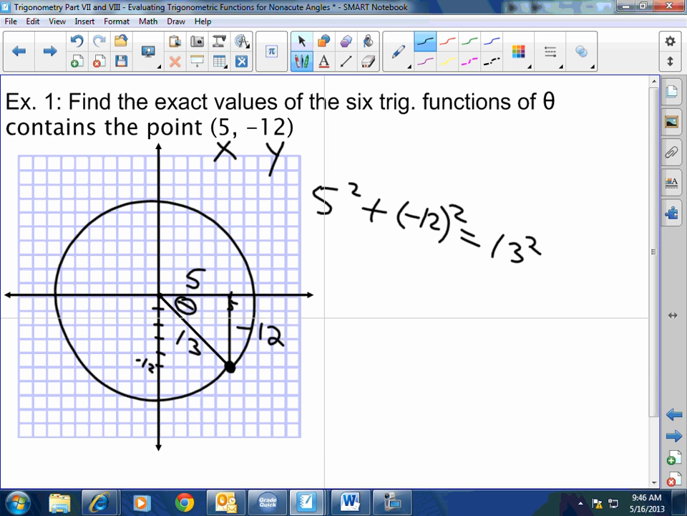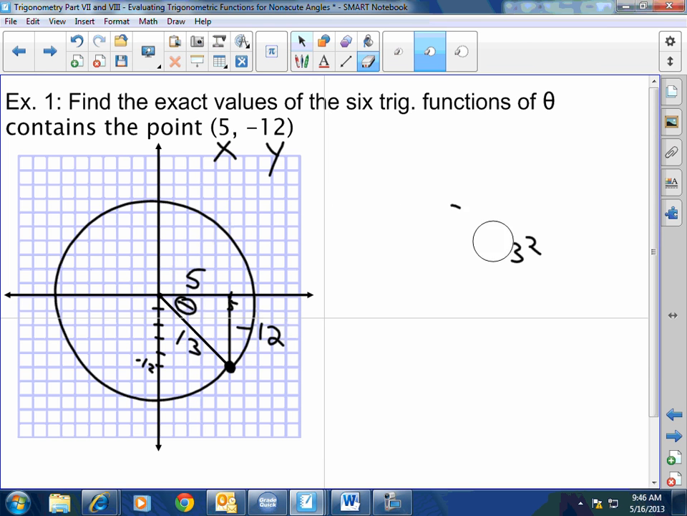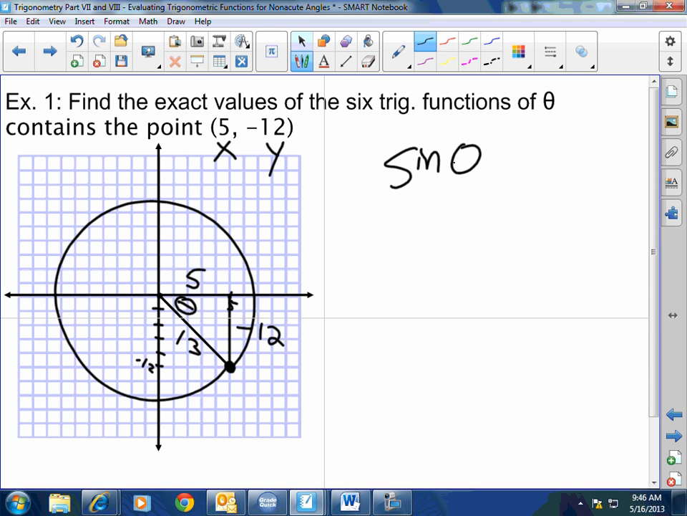So I want to find all 6 trig functions now. So let's do this, guys. What's the sine of theta? Come on, guys. Negative 12 over 13, opposite over hypotenuse. What's the cosecant of theta? 13 over negative 12. I'll make it a little neater now. What's the cosine of theta?